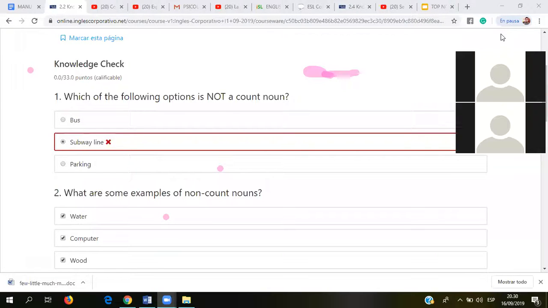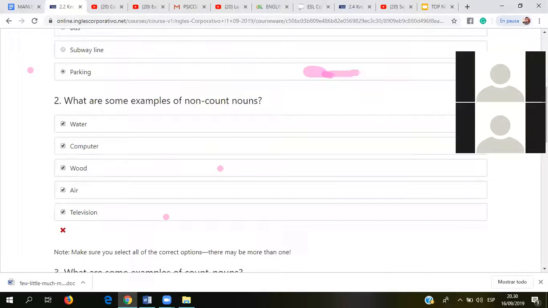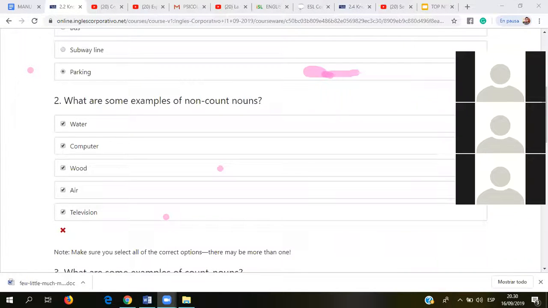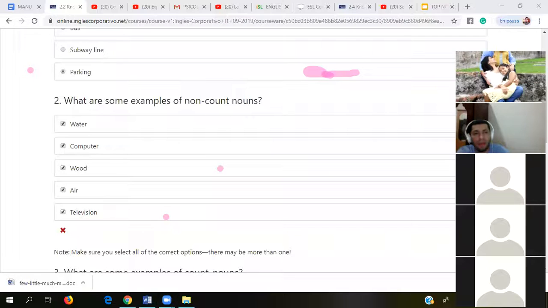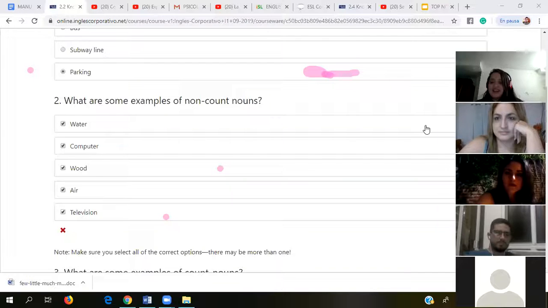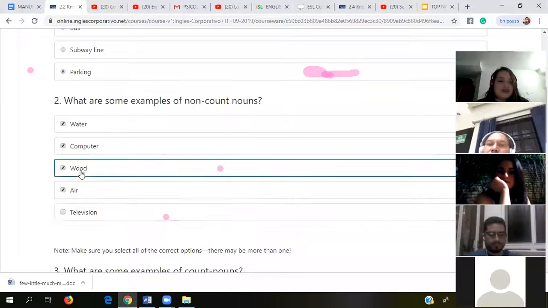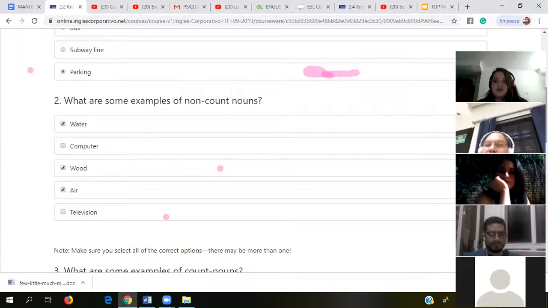Okay, guys, when I call your name, read the question and the answer, both. Very good. René, number two. What are some examples of non-count nouns? Water, wood, air. Guys, the microphones, please. Fire, wood, and air. Okay, fire, wood, air, yes. Very good. Those three.